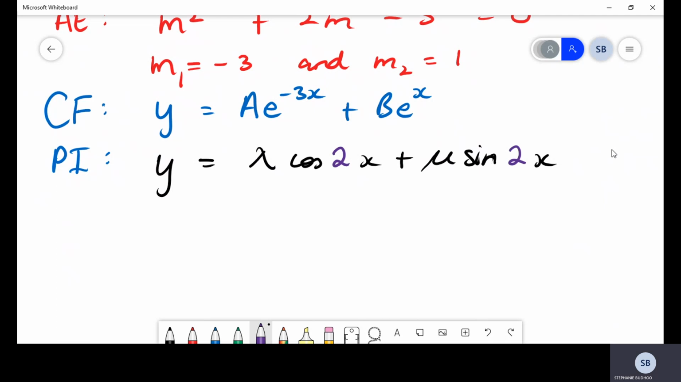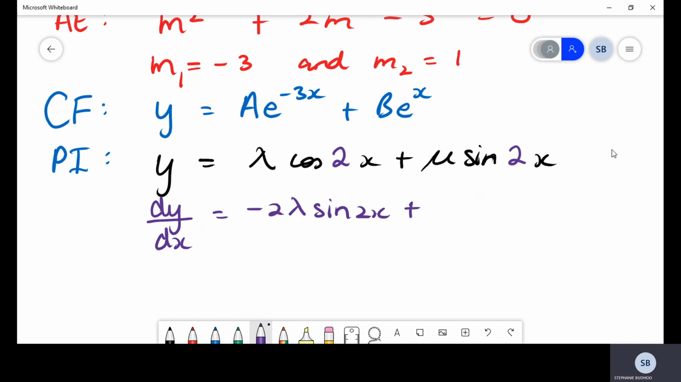Now, the intention of a particular integral is always to find values for your constants, lambda and mu, or whatever you choose to call them. We will go ahead and differentiate. Our first derivative, dy/dx, of this function will be minus 2 lambda sine 2x.